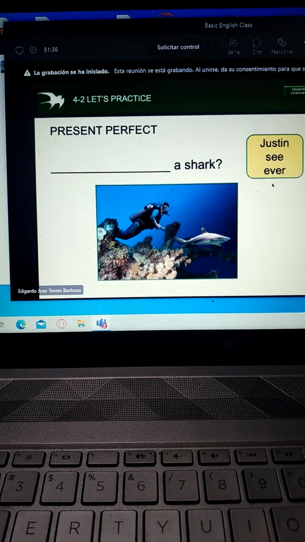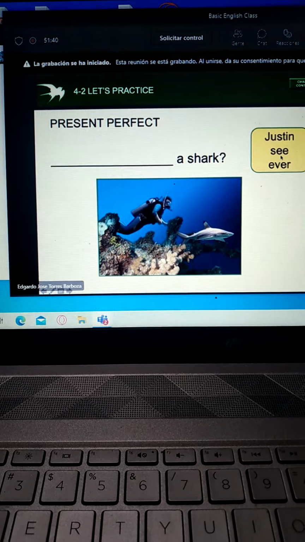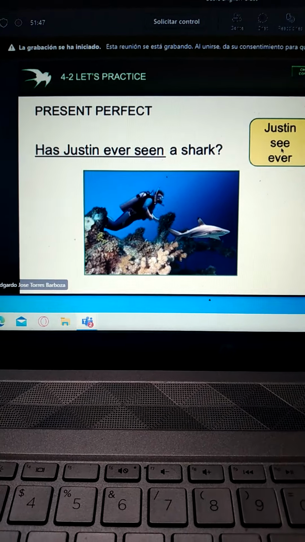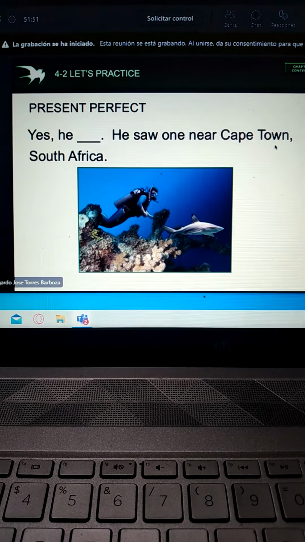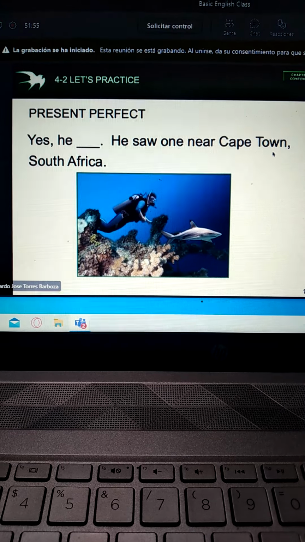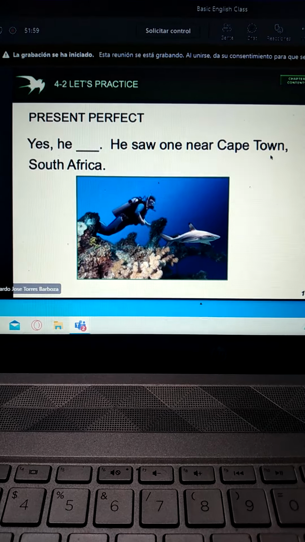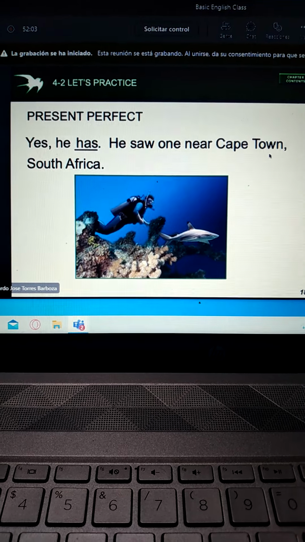Ever. Ever saw. What's the past participle? Seen. Seen, yes. Has Justin ever seen a snake? Yes. He has. He saw one near Cape Town, South Africa.